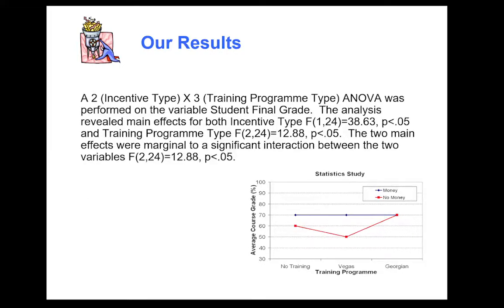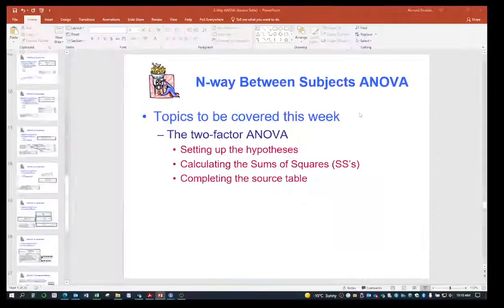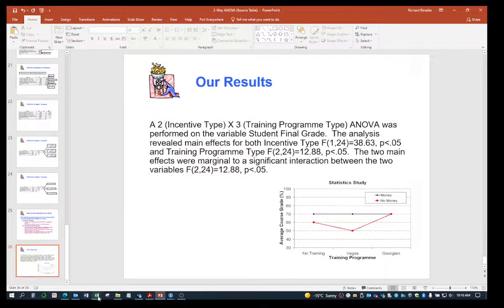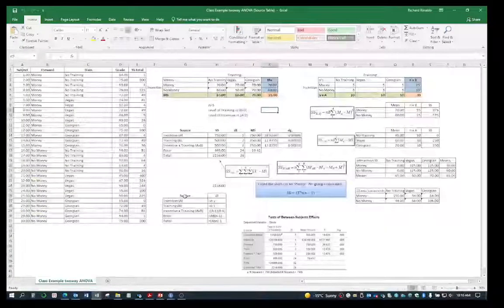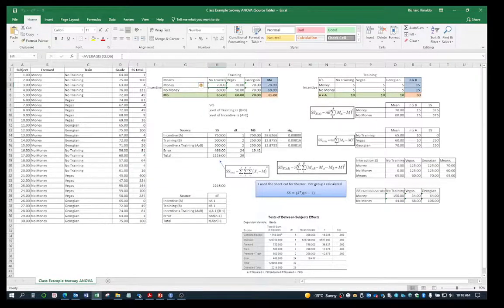Okay, now that ends this part for this week. So in Excel, I have for you the calculations for the source table. So I'm not going to go through it here, but you can see where the different means have been calculated. I also have it for the training. Here's the number of people, right? And here's the N by B in terms of how many money people I have, how many no money people I have, which is important for the sums of squares. Here's each of the calculations for the sums of squares. You can walk through how I did it.